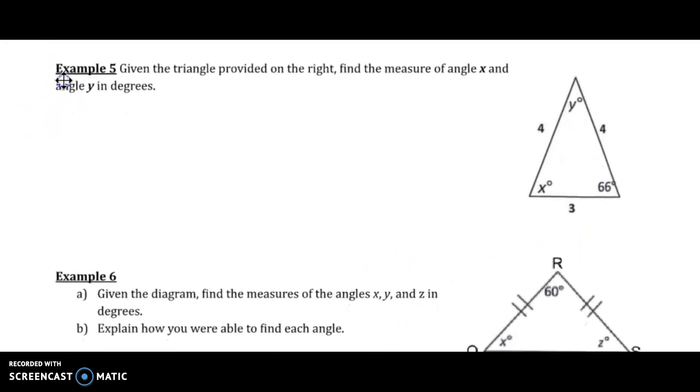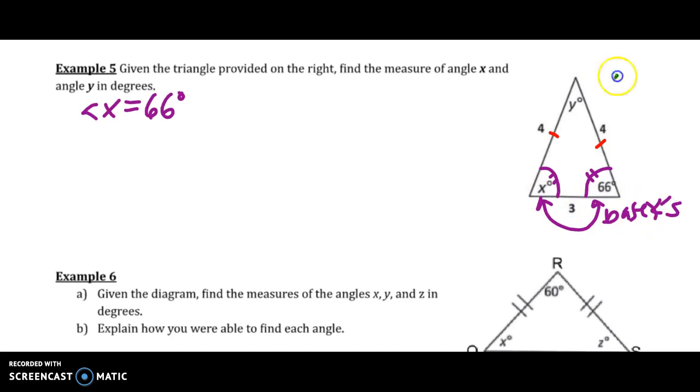Right, example 5, given the triangle provided on the right, find the measure of angle x and angle y in degrees. So they gave us that these two sides or two legs were 4 and 4, so we know that these are congruent to one another. And so this, again, is an isosceles triangle. What that tells us is the angles opposite those congruent sides are congruent. So angle x equals 66 degrees, because this is isosceles and these are the base angles.